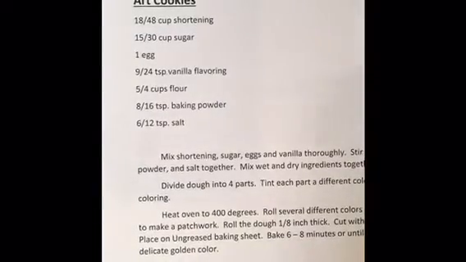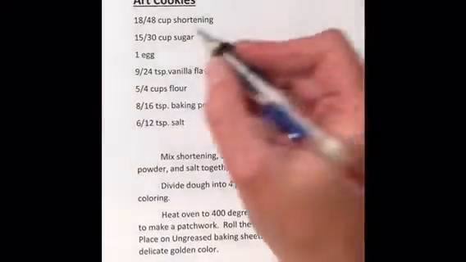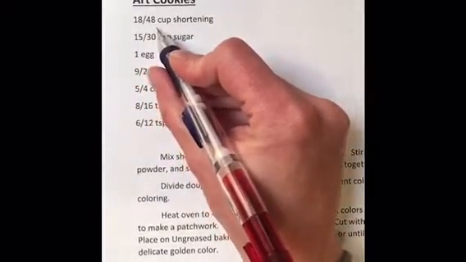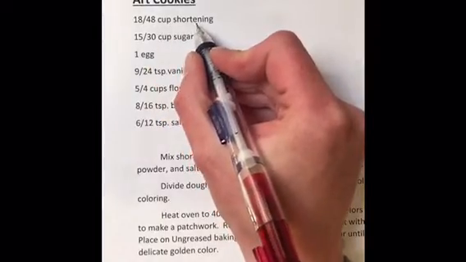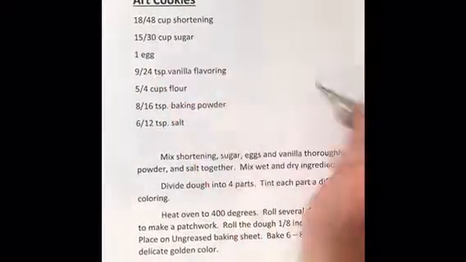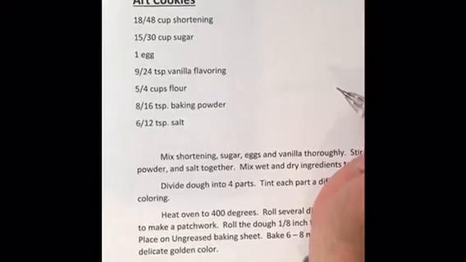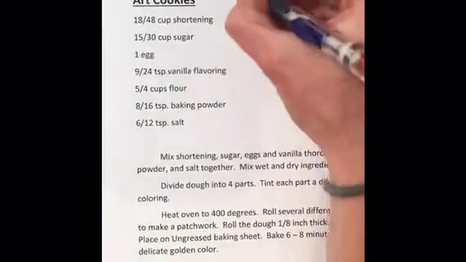Alright, so I'm going to find the equivalent fractions to these and see if they match what you guys have, and hopefully this will allow us to start cooking. So I have 18/48 of a cup of shortening. I am not going to divide a cup into 48 pieces, so I'm going to find an equivalent fraction that makes it easier.